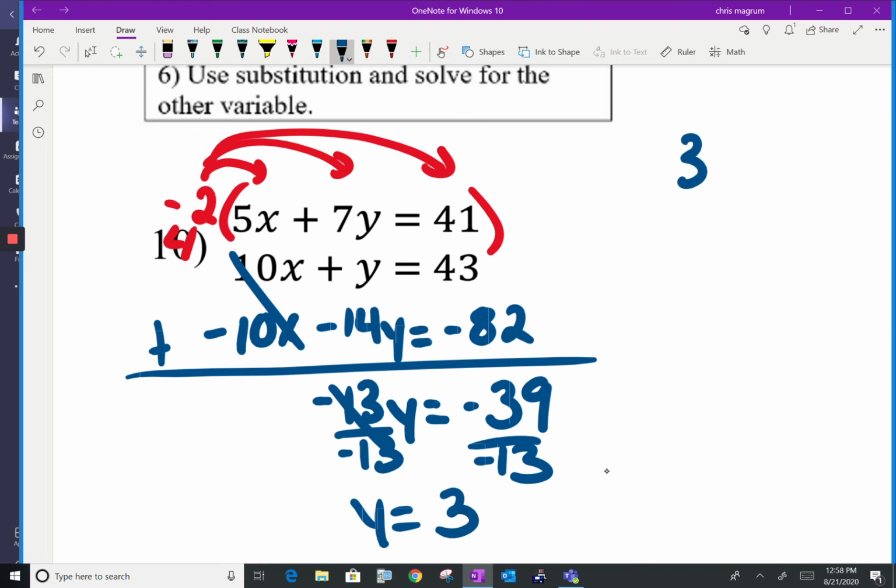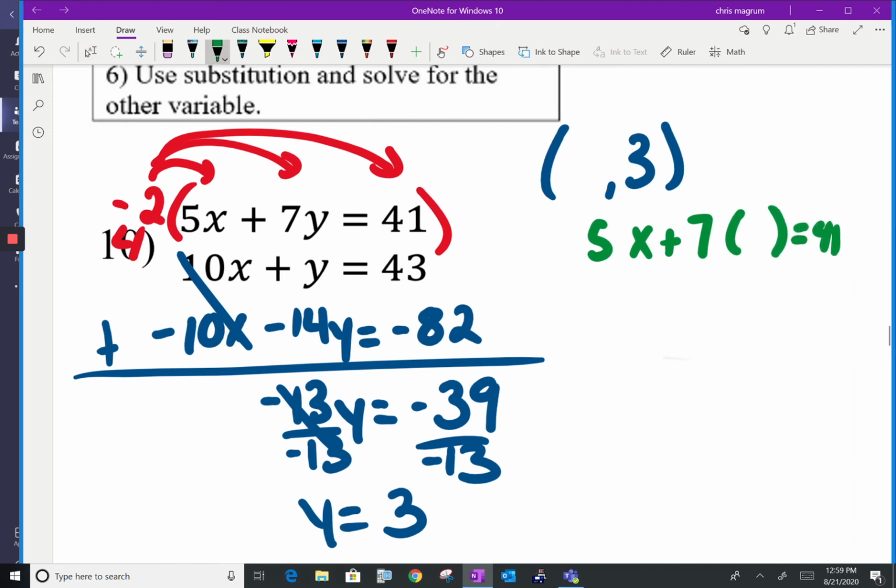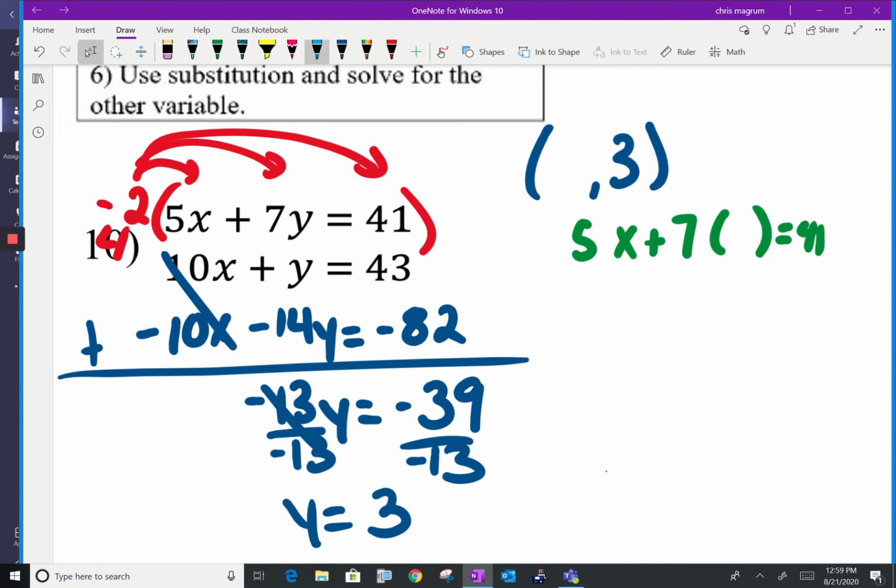So I know half of my solution right now. I just have to plug that in to solve for the other half. So at this point, pick an equation. Again, I like to use the first one, but it does not matter. 5x plus 7 times whatever y equals 41. Alright, so what was y from our previous part of this? 3. We substitute that 3 for the y. And then we go ahead and start simplifying and solving for the x.